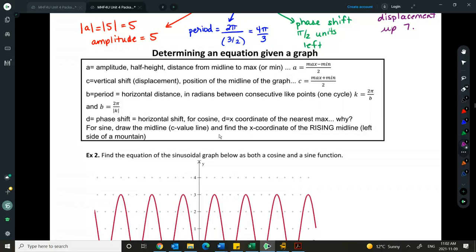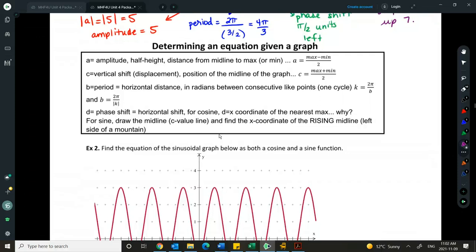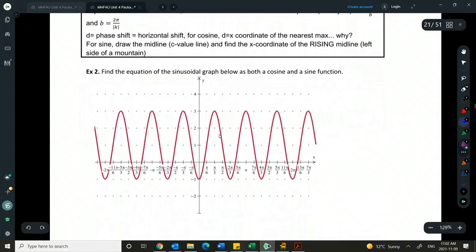So amplitude, again, this is still just review except for the radian part. Consider this a refresher of your memory so that you can do it in radians. Amplitude is max minus min over 2. Vertical shift or midline is max plus min over 2. Can somebody tell me what the max of this graph is? Clayton? 3. Okay, max is 3. Min? Kenzie? Min is negative 1.